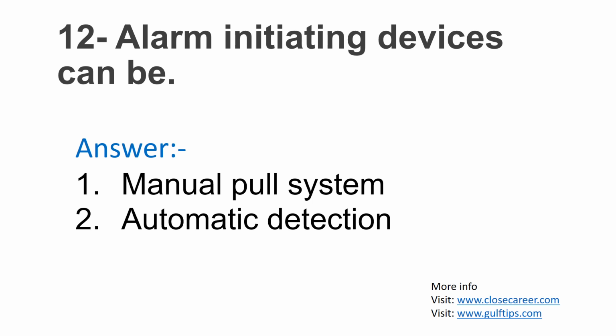The other is automatic detection. Nowadays it is a modern age, and the alarm also comes with a variety of sensors. The sensor will detect a fire, smoke, flame, or any type of emergency, and it messages the control panel. The control panel will initiate or start the alarm, and the people will get the fire emergency message through the alarm system. There are the two types of alarm initiating, alarm starting devices. One is manual pull, another is automatic detection.